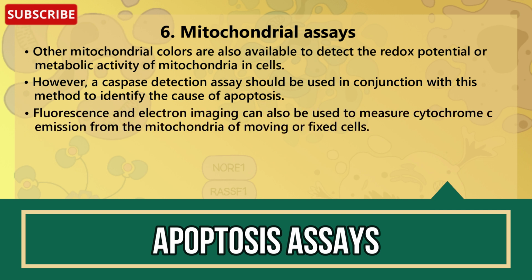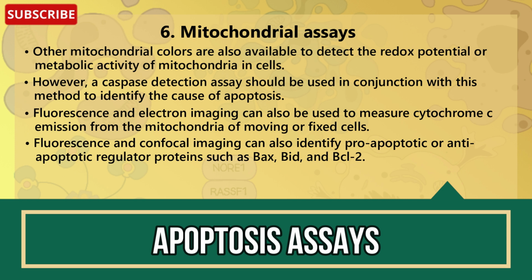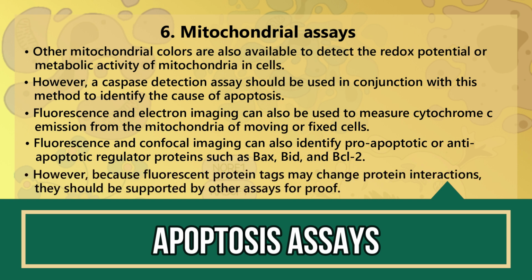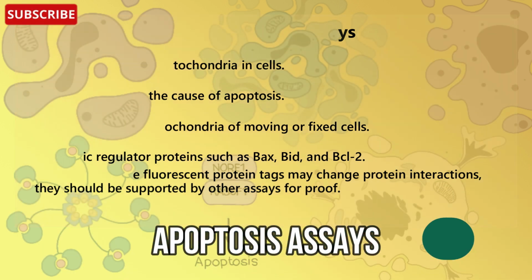Fluorescence and electron imaging can also be used to measure cytochrome C emission from the mitochondria of moving or fixed cells. Fluorescence and confocal imaging can also identify pro-apoptotic and anti-apoptotic regulator proteins such as BAX, BID, and BCL2. However, because fluorescent protein tags may change protein interactions, they should be supported by other assays for proof.